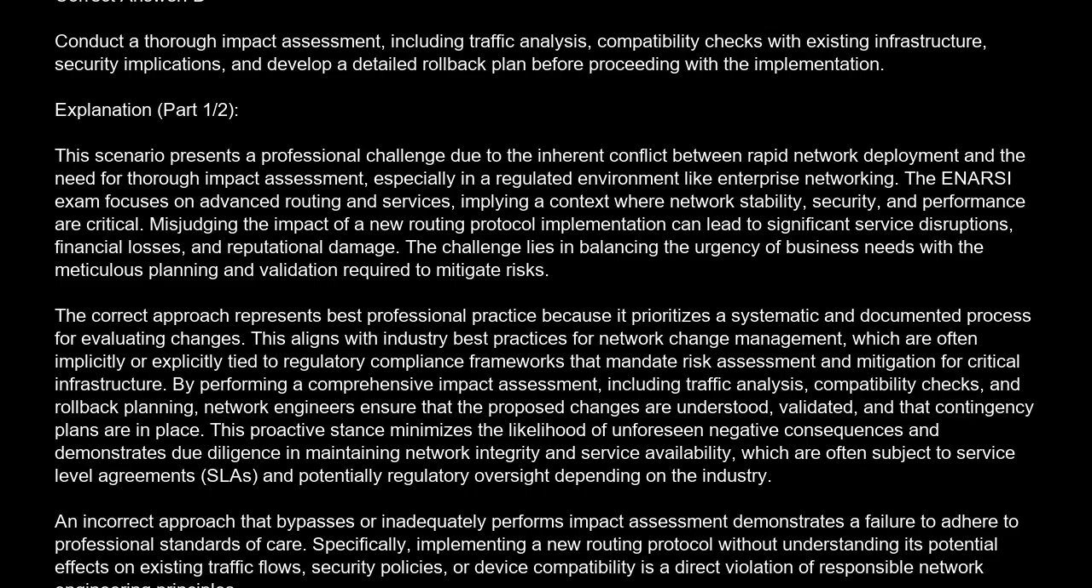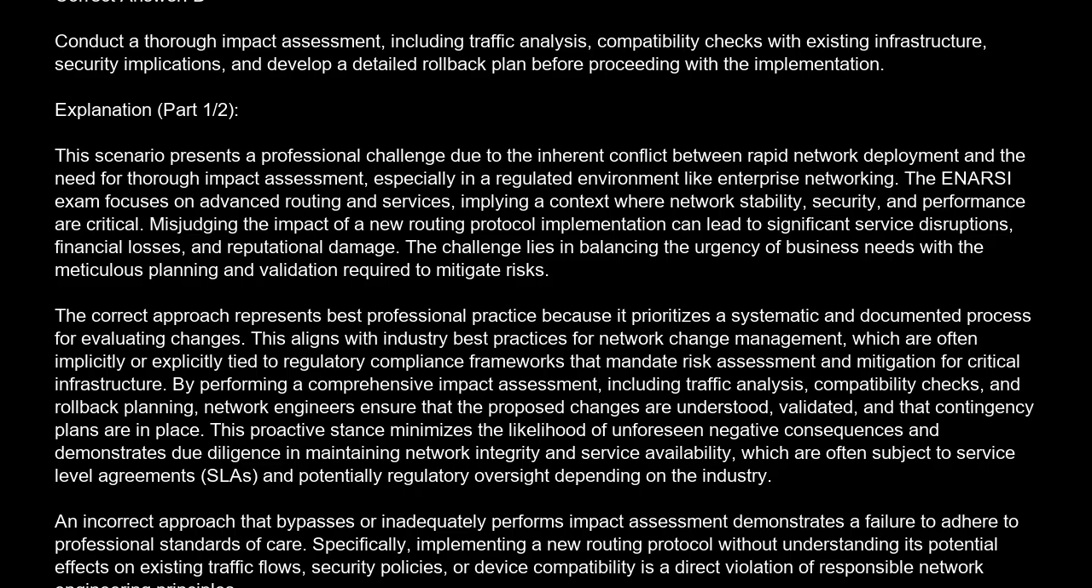The correct answer is D. Conduct a thorough impact assessment, including traffic analysis, compatibility checks with existing infrastructure, security implications, and develop a detailed rollback plan before proceeding with the implementation.